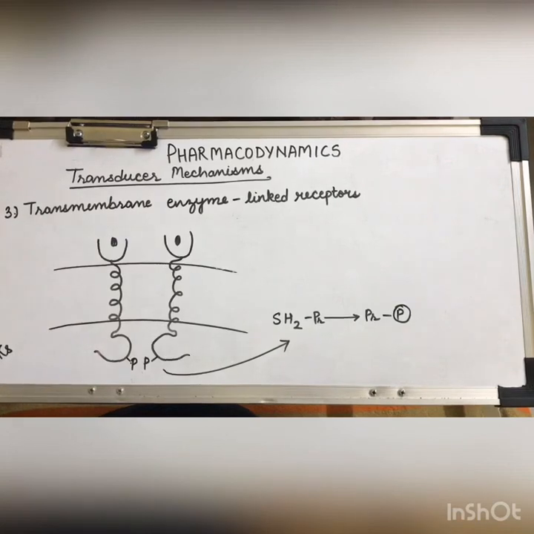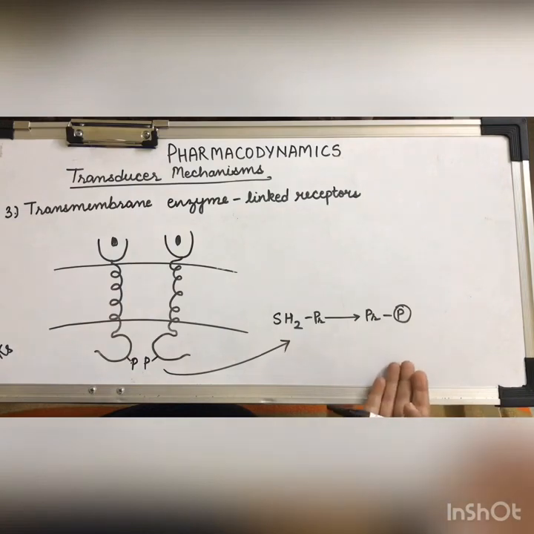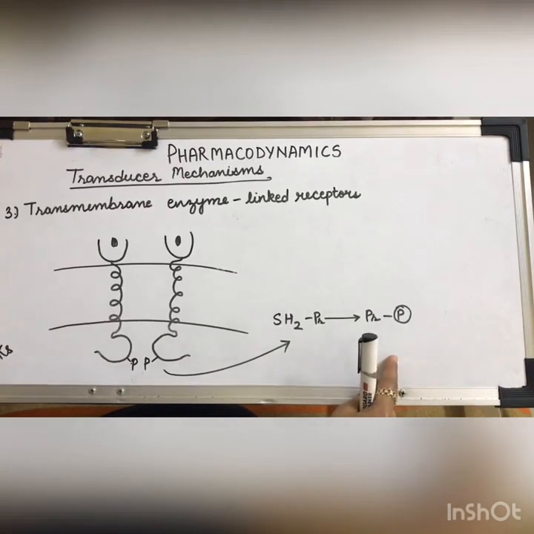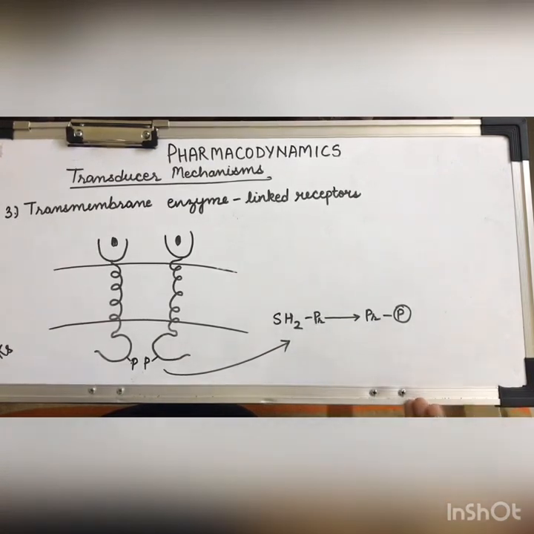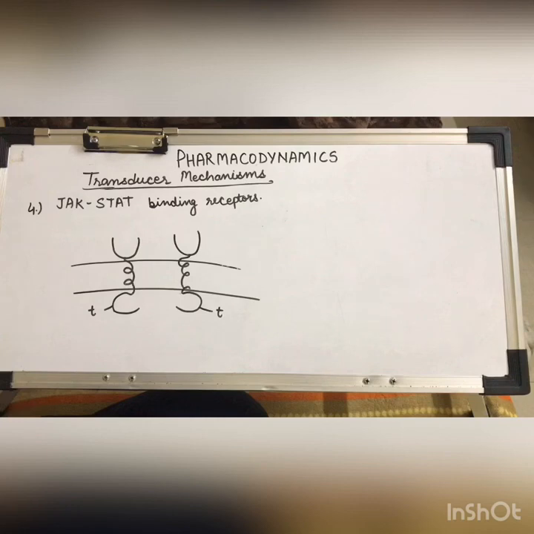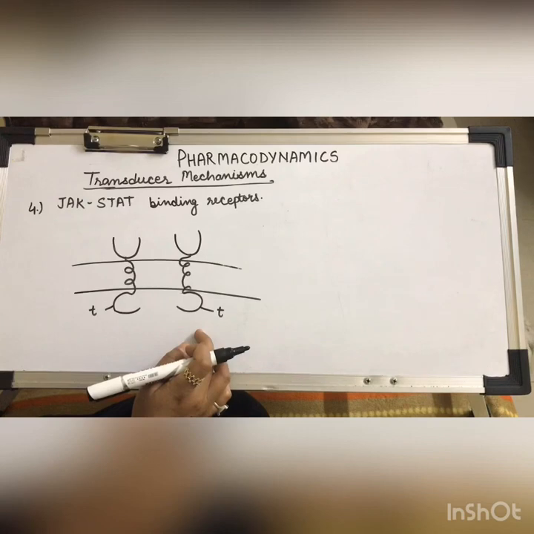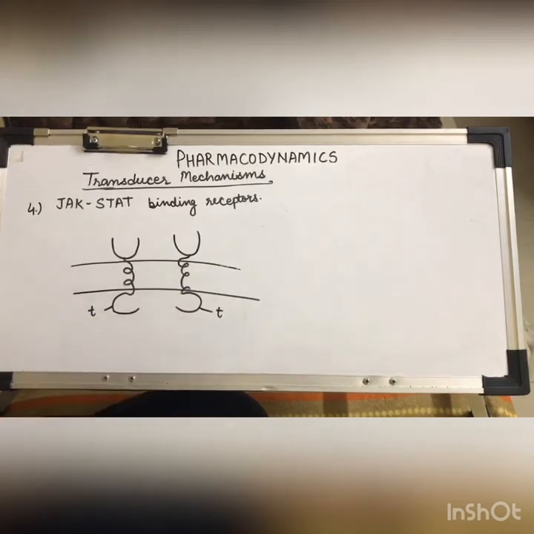Now they are phosphorylated, and we know when proteins get phosphorylated, they are activated, and hence they will produce a response. And that response in this case can be activation of metabolic reactions, cell differentiation, cell growth, etc. The next type of transducer mechanism is JAK-STAT binding receptors. They look somewhat similar to the transmembrane enzyme linked receptors, but the difference is they do not have intrinsic kinase activity. Let us understand from the process itself.